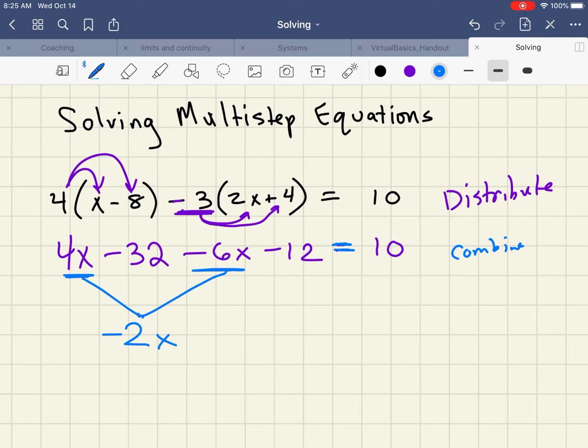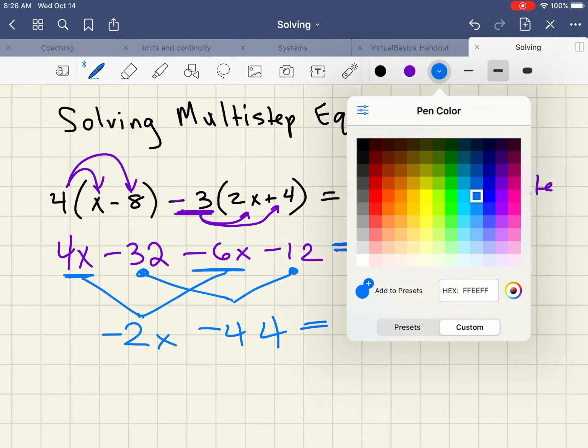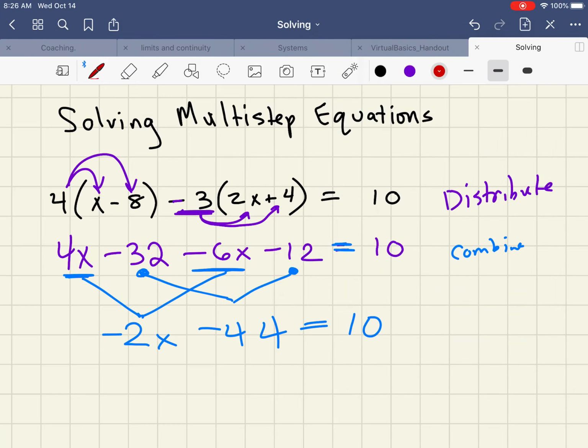That's negative 2x. And I've got negative 32 and negative 12. I'm combining those to get negative 44. And I'm dropping down the equals and the 10. Now this is just like a two-step problem. So from here it's a two-step equation.